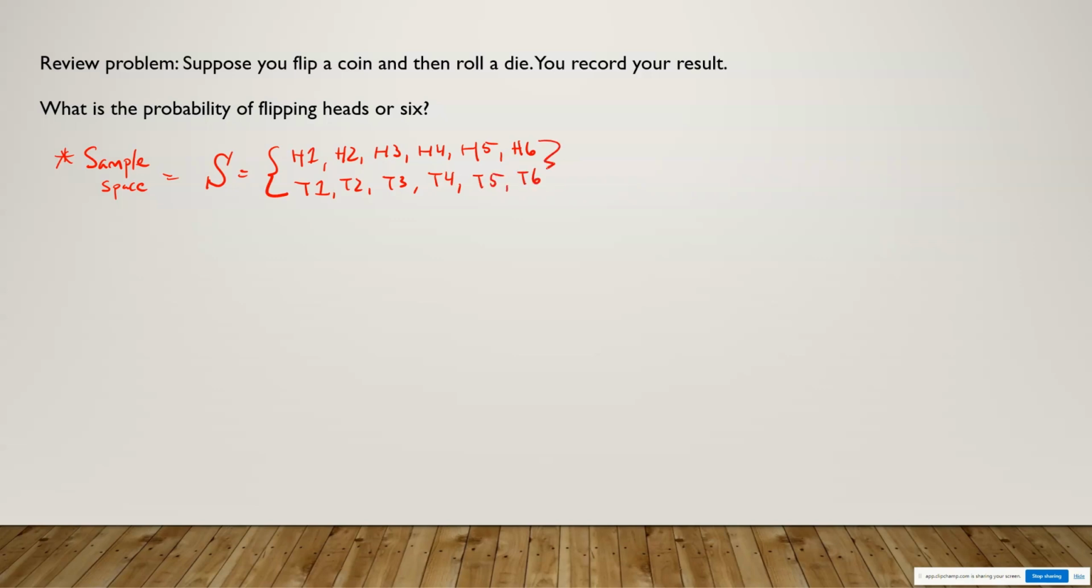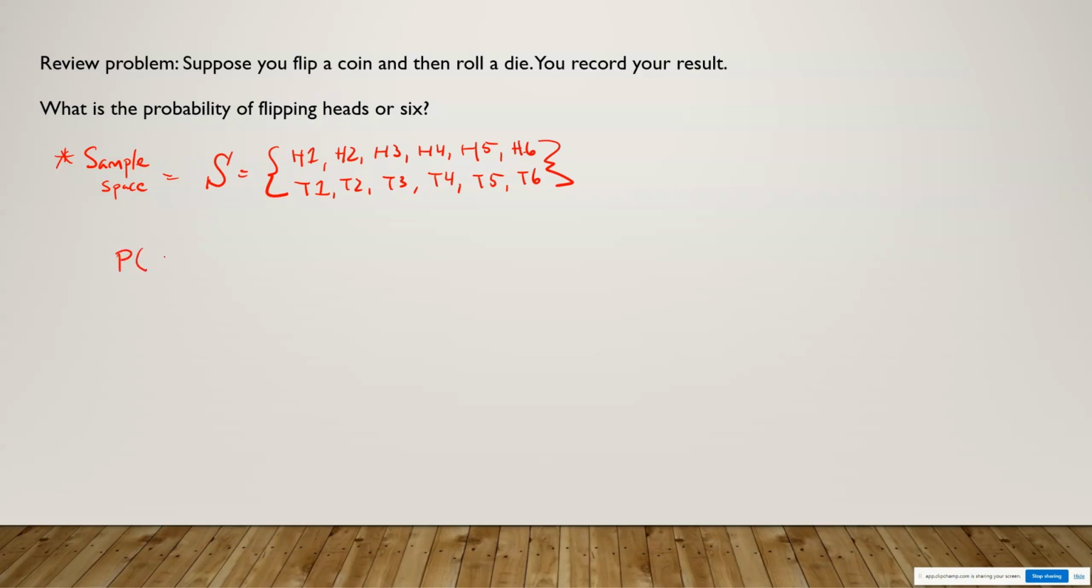So there's 12 outcomes to this. Just so you can see, I'm going to show you the formula works this way. Probability of flipping heads or a 6. Well, logically, these 6 outcomes are a head. And then a T6, or a tail, then a 6, is still a 6. So this probability should be 7/12.